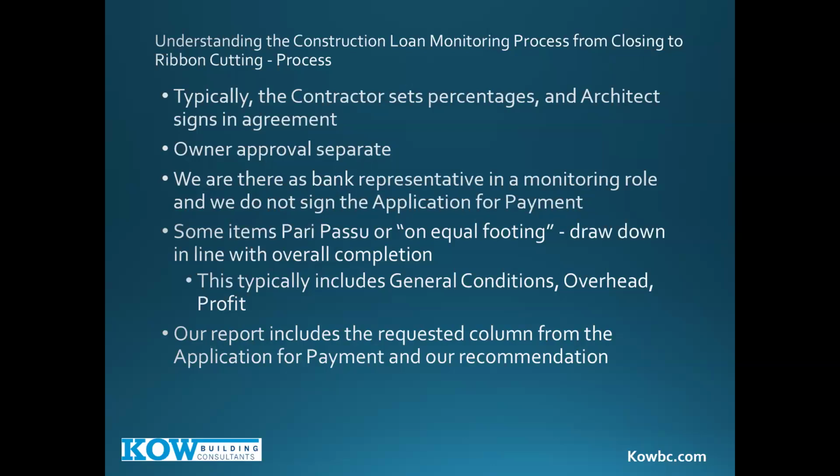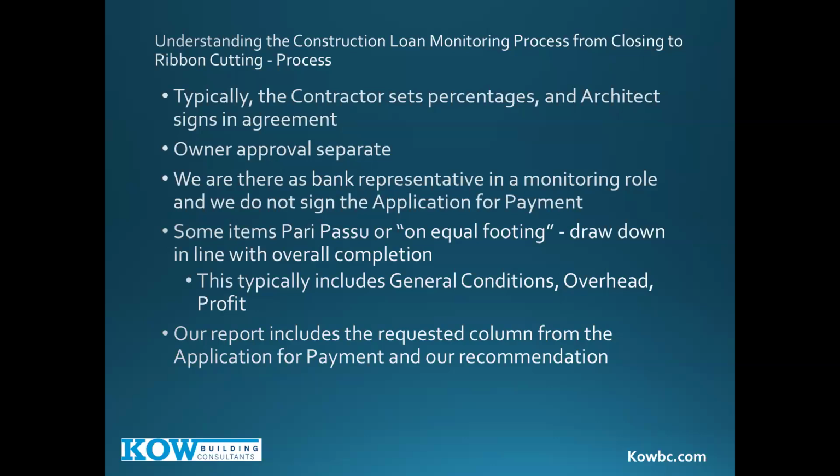The owner approval is separate, though. If you look at the G702/703, which we will in a moment, it does not have a signature for the owner. It has a signature for the contractor and the architect. We're there as a bank representative or a lending institution, or if it's a tax credit deal, in a monitoring role, and we do not sign the application for payment.